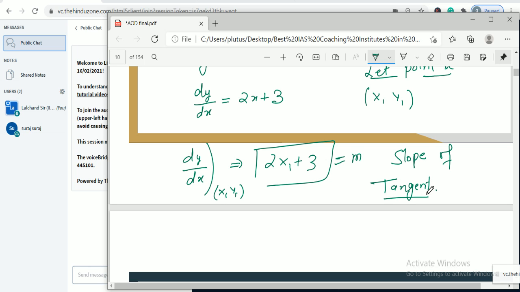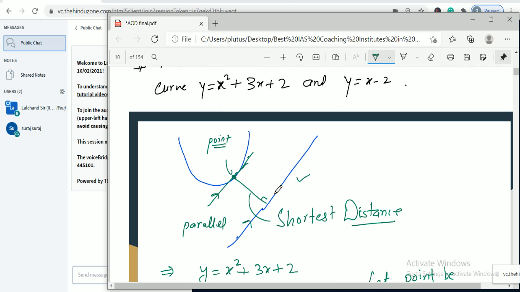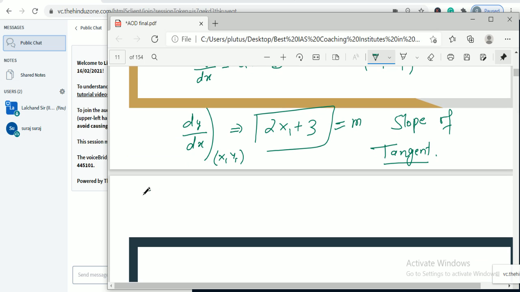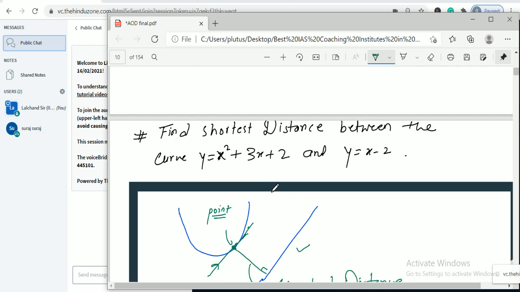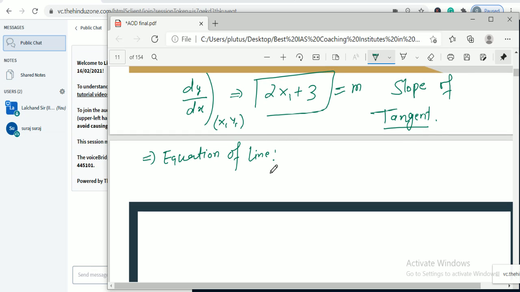And we have discussed that whenever there is a shortest distance between two curves, their tangents will be parallel. So this tangent will be parallel to this line. So what is the equation of the line? The equation of the line is y = x - 2. And what is the slope of this line? Slope is 1. So we need to equate these two slopes, m and 1.